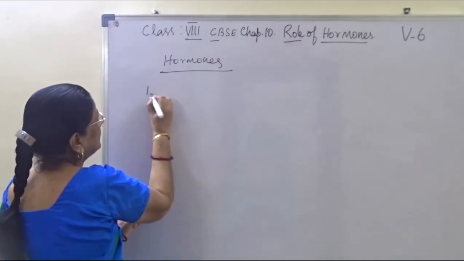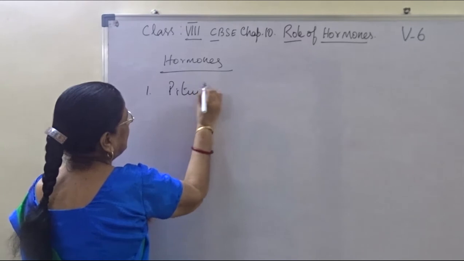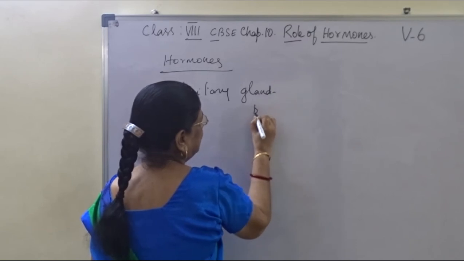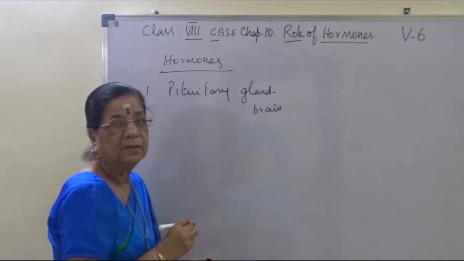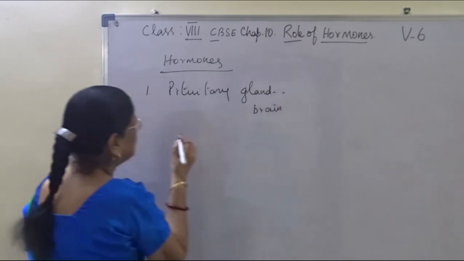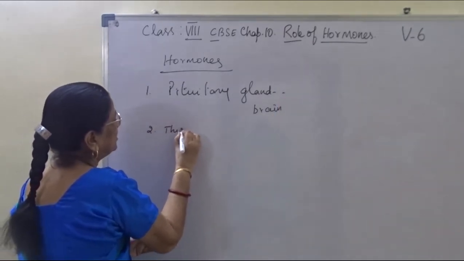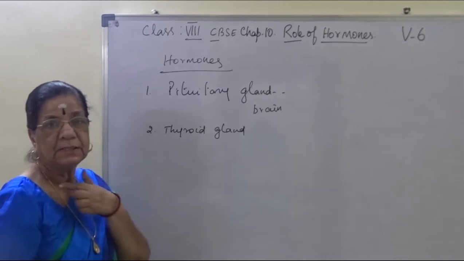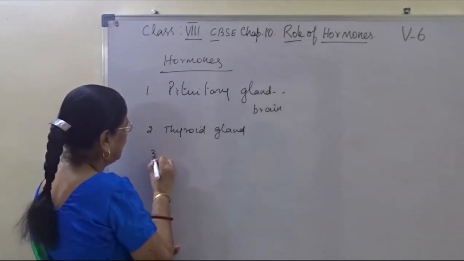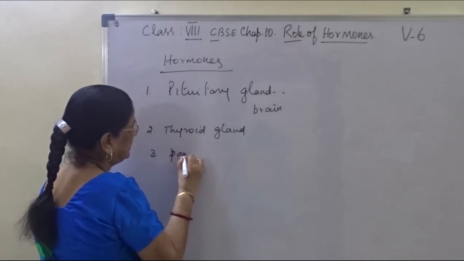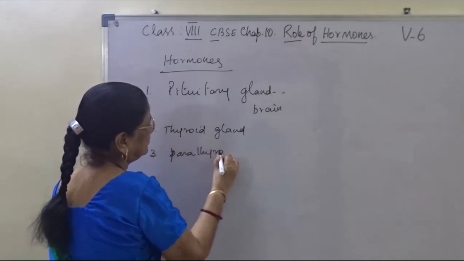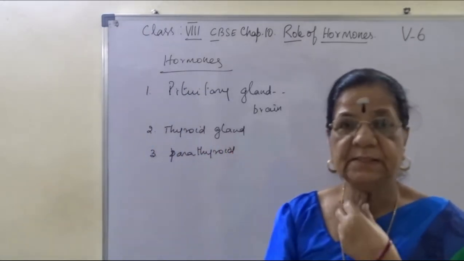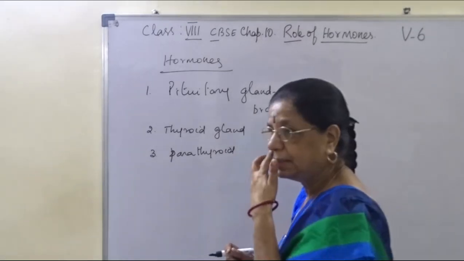These endocrine glands are the pituitary gland, present at the base of the brain, and then the thyroid gland, present in the neck region. Embedded among the thyroid gland is the parathyroid gland.